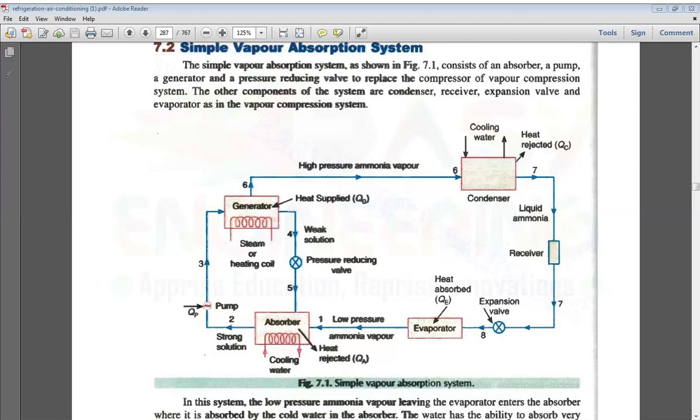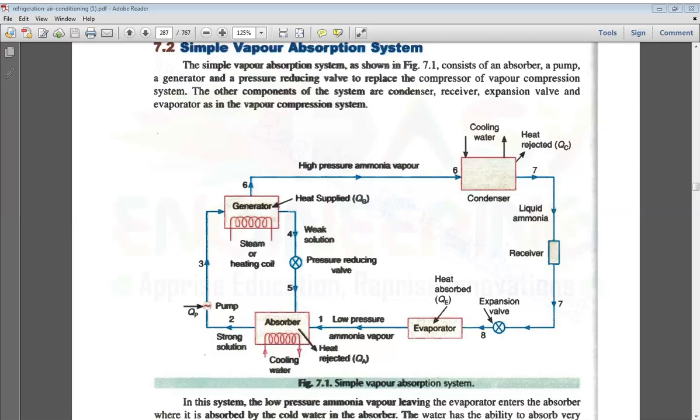Today we discussed the vapor absorption refrigeration system. In this system, the basic principle is heat transfer from the low temperature to the high temperature. This is mainly the difference between the vapor absorption and vapor compression systems.